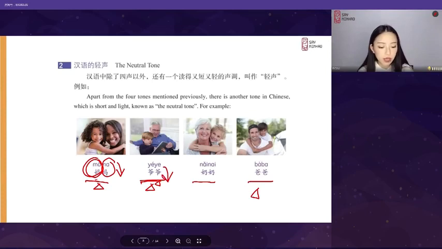The neutral tone one is lower, right? 爷爷. And the fourth tone, let's see, 爸爸. It is still lower. But for the neutral tone after the third tone, it is higher. Listen, 奶奶, 奶奶. The neutral tone is higher. So this is the rule for it. When the neutral tone is after the third tone, then you should rise up the pitch of it.